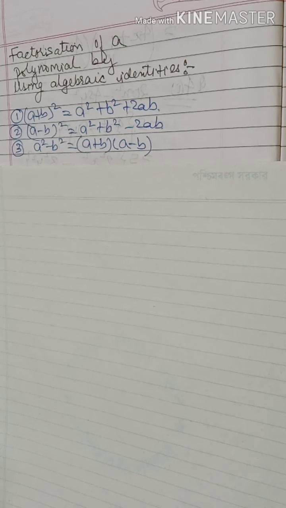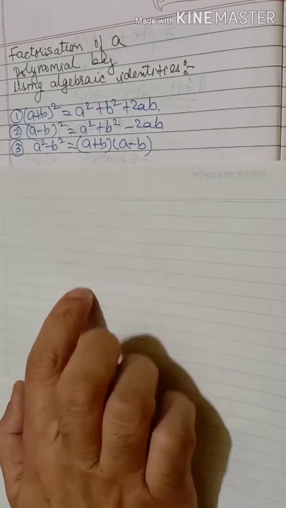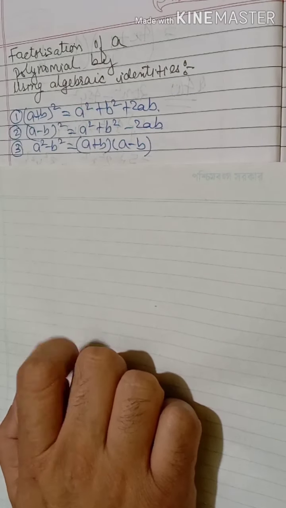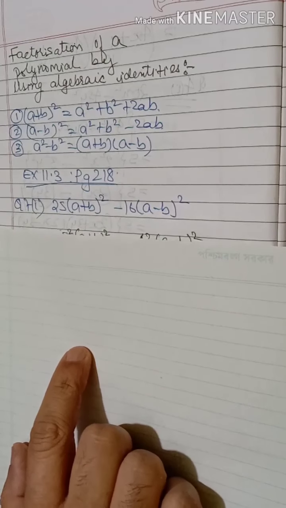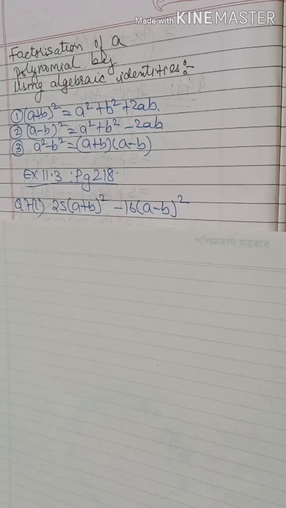In the previous tutorial we were solving questions from exercise 11.3, so today also we'll continue solving questions from 11.3. I'll take question number 7 Roman 1, exercise 11.3. This question is on page number 218.